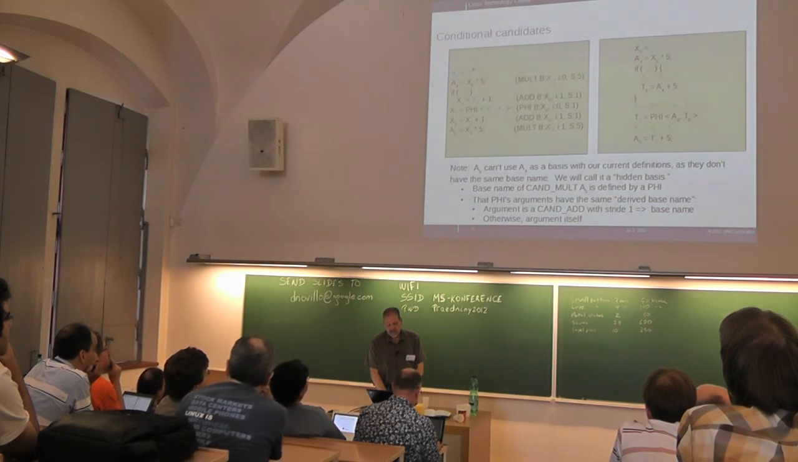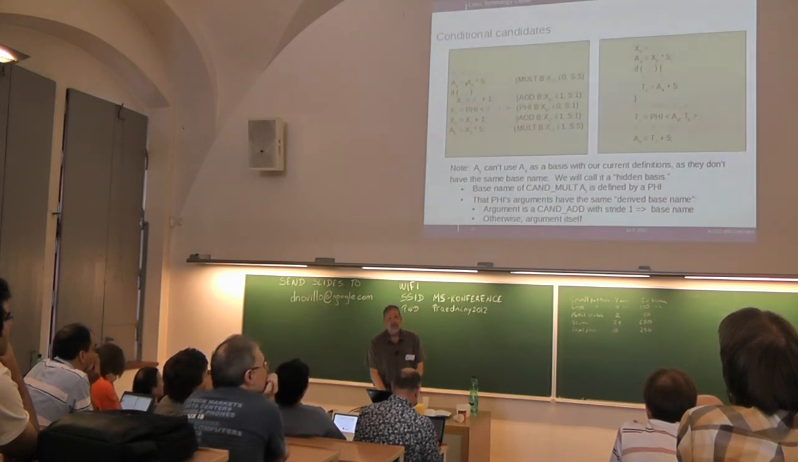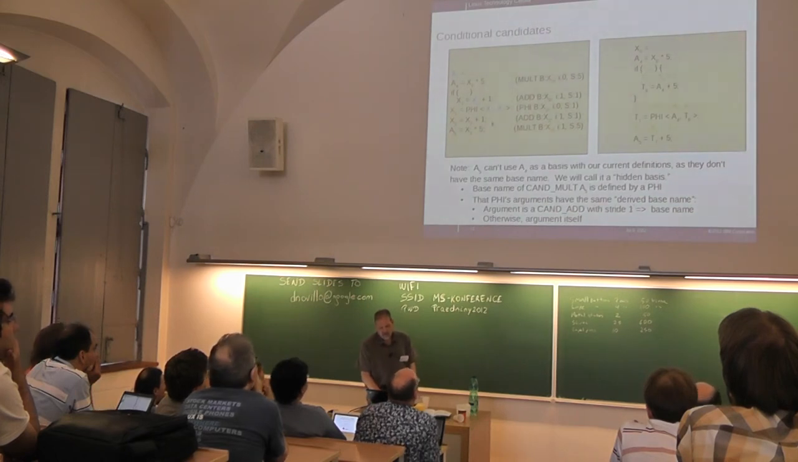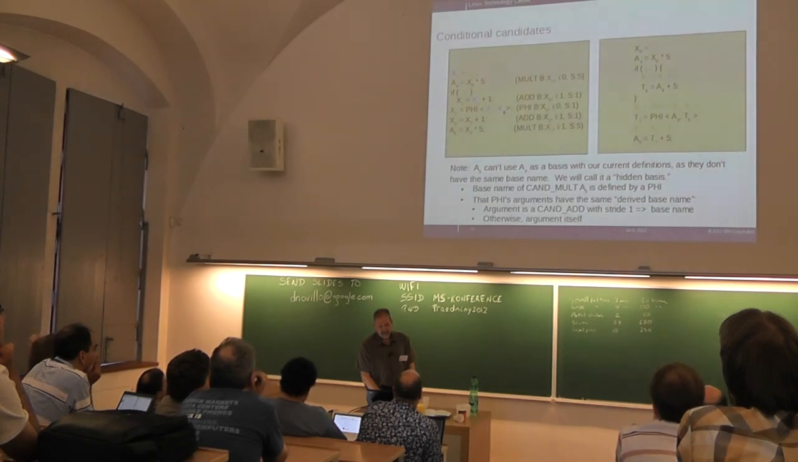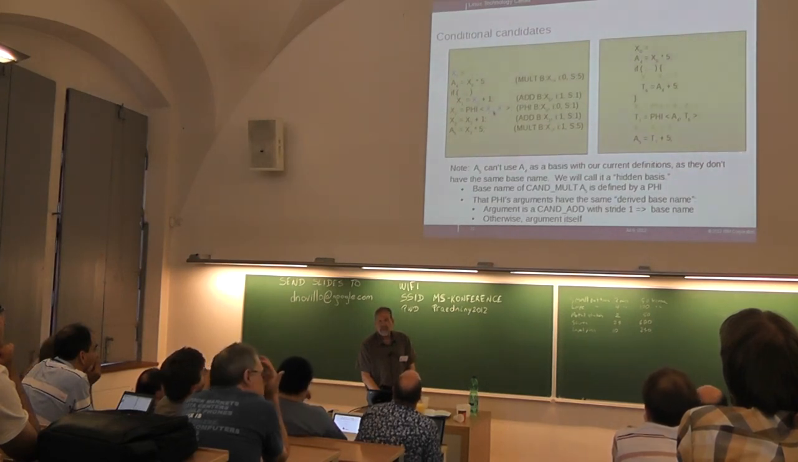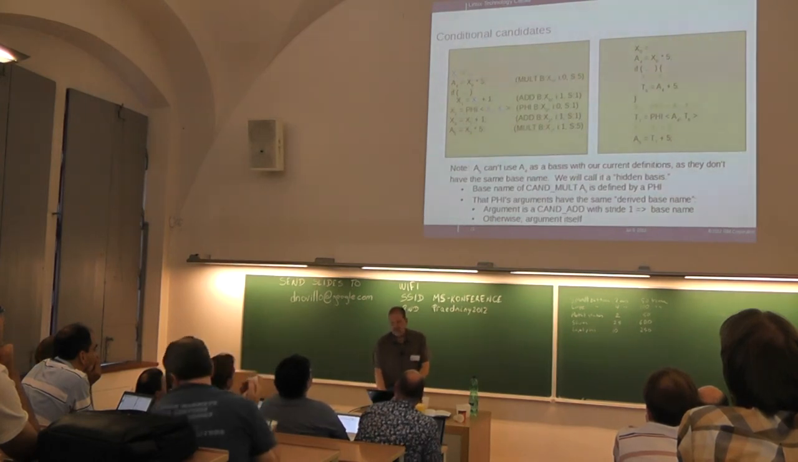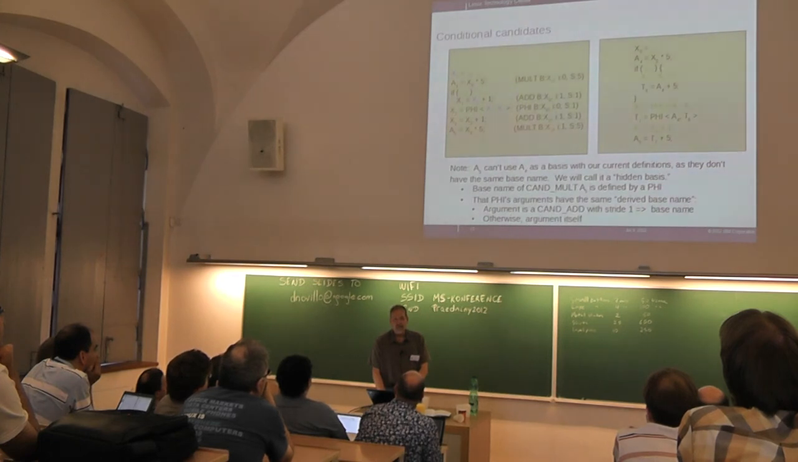And so, in this case, what we have is we're going to call A4 here a hidden basis. In order to find that, what we recognize then is that x3 here was defined by a phi statement. To be able to use this properly, then we have to analyze this x0 and x1, these arguments to the phi, and determine whether they both have the same derived base name. They both go back to the same name eventually.